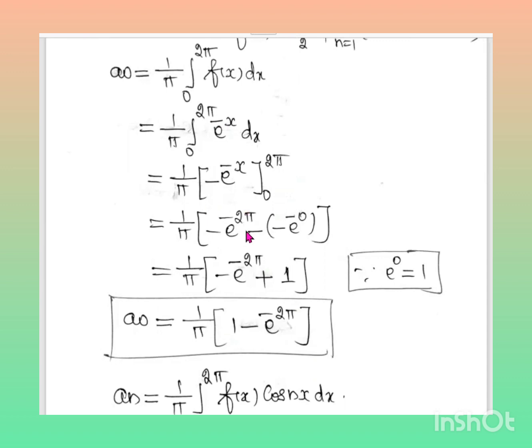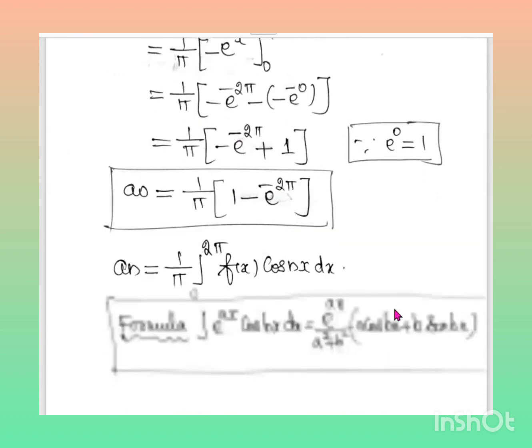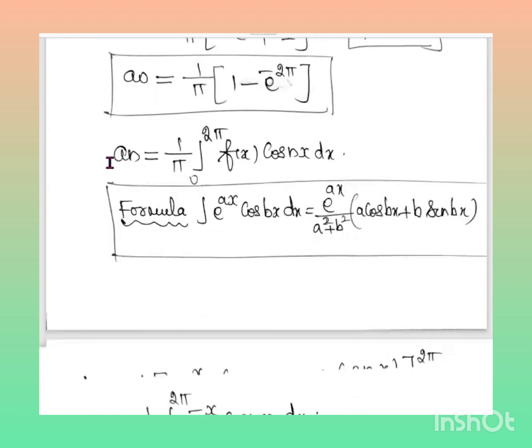First, you have to apply the upper limit for x. (1/π) into minus e^(-2π) minus of e^0. e^0 value is 1. Minus of minus 1 will become plus 1. So (1/π)(1 − e^(-2π)). This is the a0 value. Next, you have to find the an value.